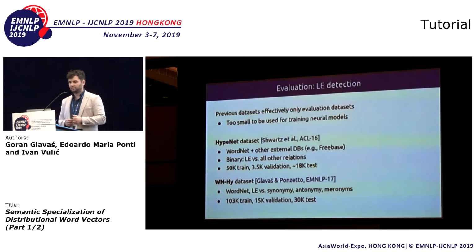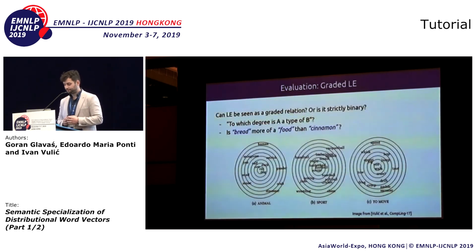But in those detection models that I mentioned before, HypeNet or the dual tensor model, these were neural models for which you needed more examples of hypernymy and other relations to train as positive and negative instances. And for that purpose, the bigger data sets were created from WordNet or other external databases containing tens of thousands of training examples, and those can be used as well for evaluation.